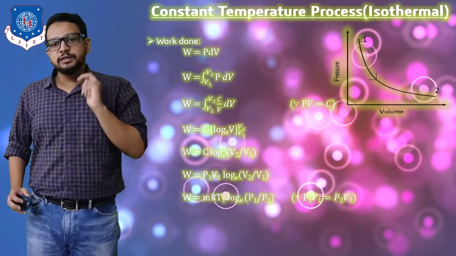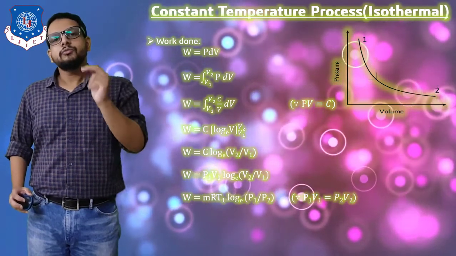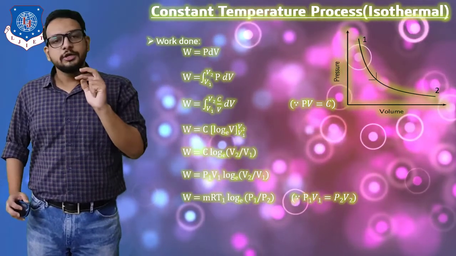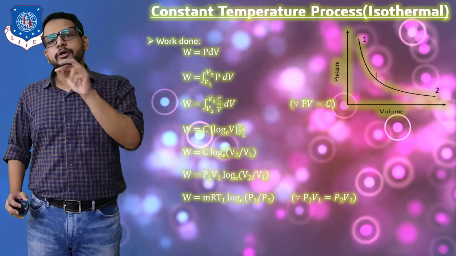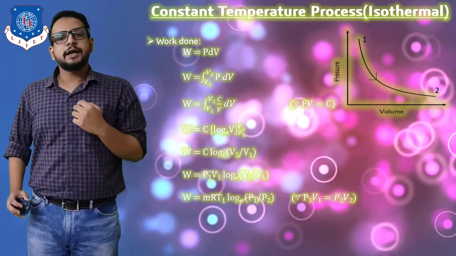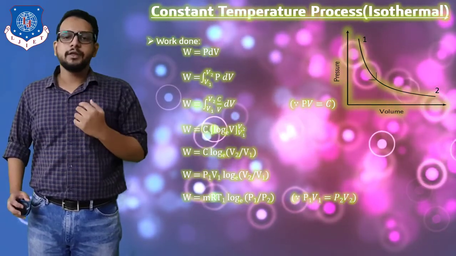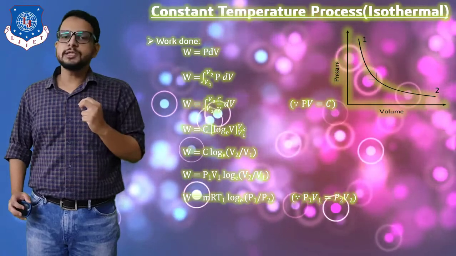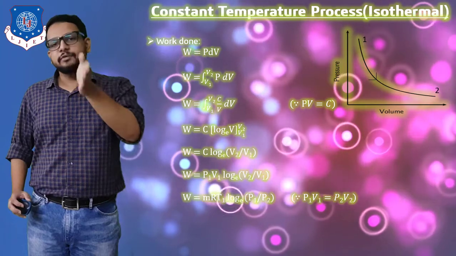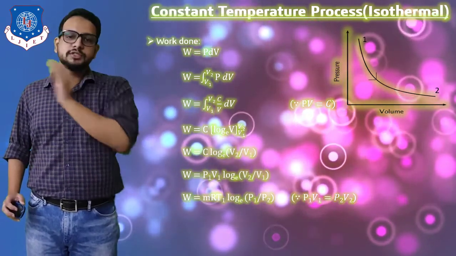After substituting this value, the next step will be C times log V2 minus log V1. Now we apply our log rule, so log V2 minus log V1 becomes a ratio, that is log V2 by V1. So I have written directly W is equal to C log V2 by V1 to the base e. Now in this step we need to substitute the value of our constant C. Applying the constant C at state 1 and state 2, it is going to become P1 V1 is equal to P2 V2 is equal to C.